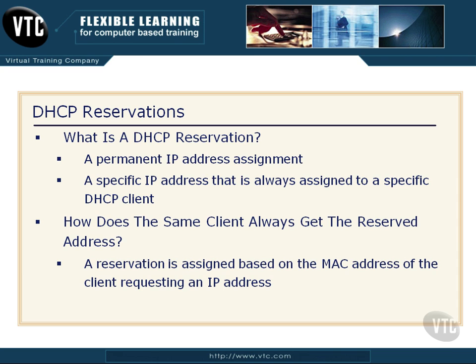So what happens when a client machine requests an address, it checks the MAC address and says, is this MAC address part of the reserved section? And if it is, it matches that MAC address up with the IP address that should be provided for that particular machine, and that machine gets that particular IP address.